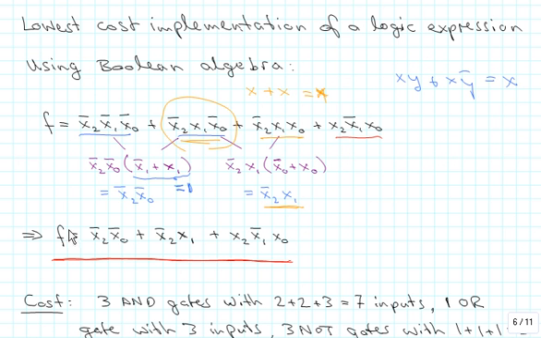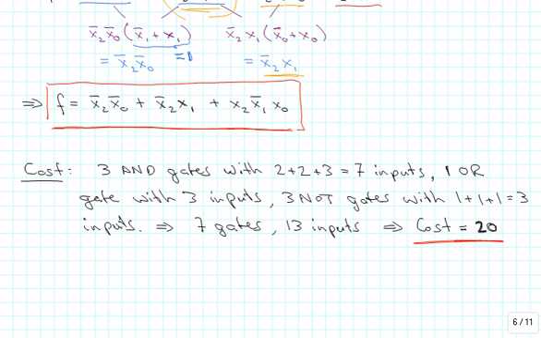So combining what we have been doing here, we now find that the same function can be expressed in a simpler manner as x2 naught and x1 naught, or x2 naught and x1, or x2 and x1 naught and x0. The simplification has brought the cost down because now we have 1, 2, 3 AND gates, two of which have 2 inputs, one has 3 inputs, and then we have an OR gate with 1, 2, 3 inputs. We still need the 3 inverters for x0, x1, and x2.